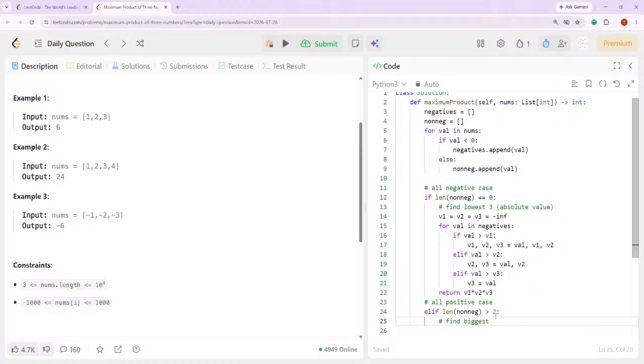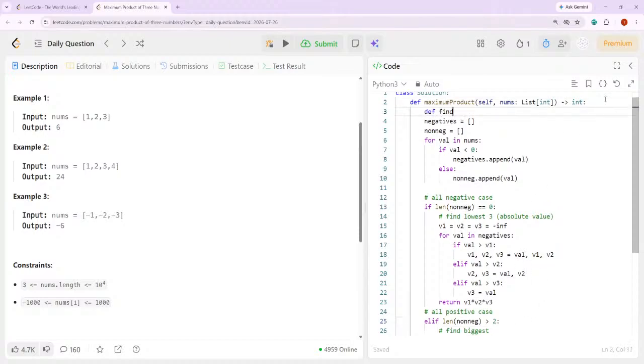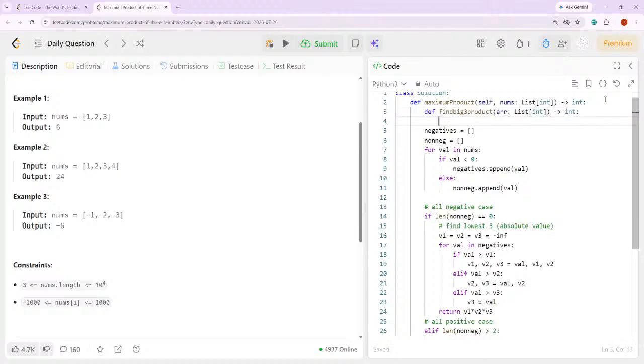I find the biggest 3 of either the negatives or the biggest 3 of the positives. Okay, let me go ahead and just make a helper function then. Find big 3. Let's say array is a list of integers, returning, I guess it just returns the product. I don't think I need to know the individual values. Find big 3 product. And then I just need to use this code here.